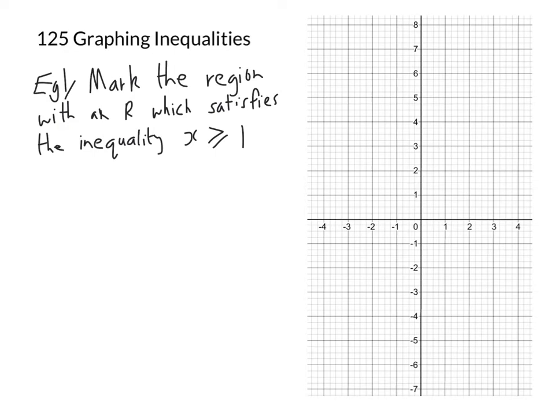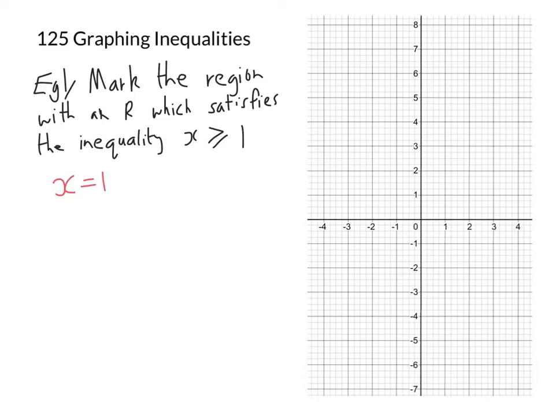Graphing inequalities. Example 1. Mark the region with an R which satisfies the inequality x is greater than or equal to 1. An inequality will indicate a region. You can't indicate a region until you have the boundary line. So the first thing you need to think about is, what is the boundary line? The boundary line is x equals 1.